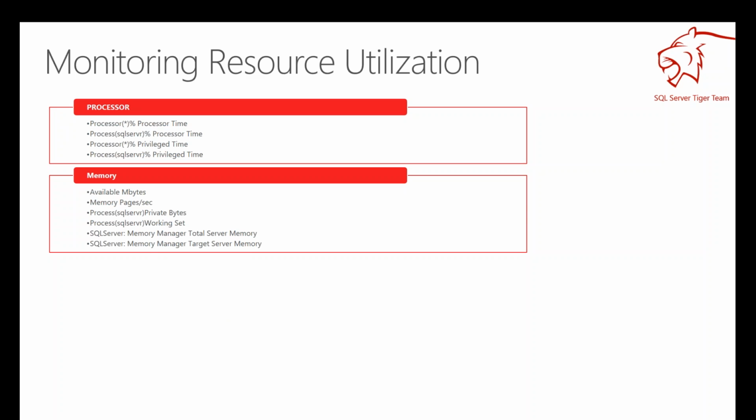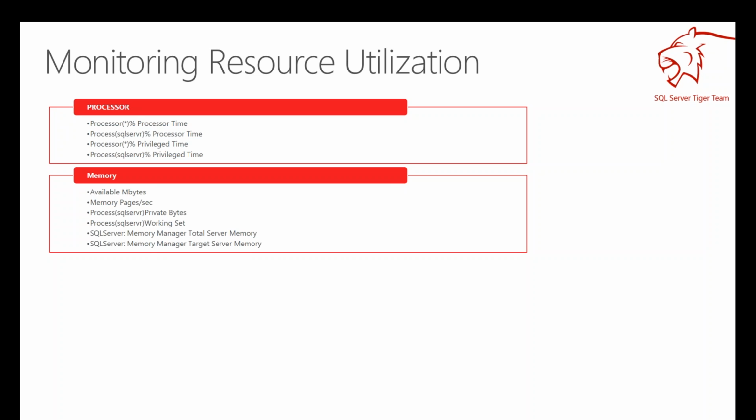For memory, we would capture available MBytes on the server, which is how much memory is available on the server. From that you can derive how much is the memory utilization on the server. On a good performing server, you would always want more than 1 or 2 GBs available. That's a rule of thumb, but it depends on every environment, and that's where you might want to have a baseline to understand what available MBytes is on a given server for your environment.